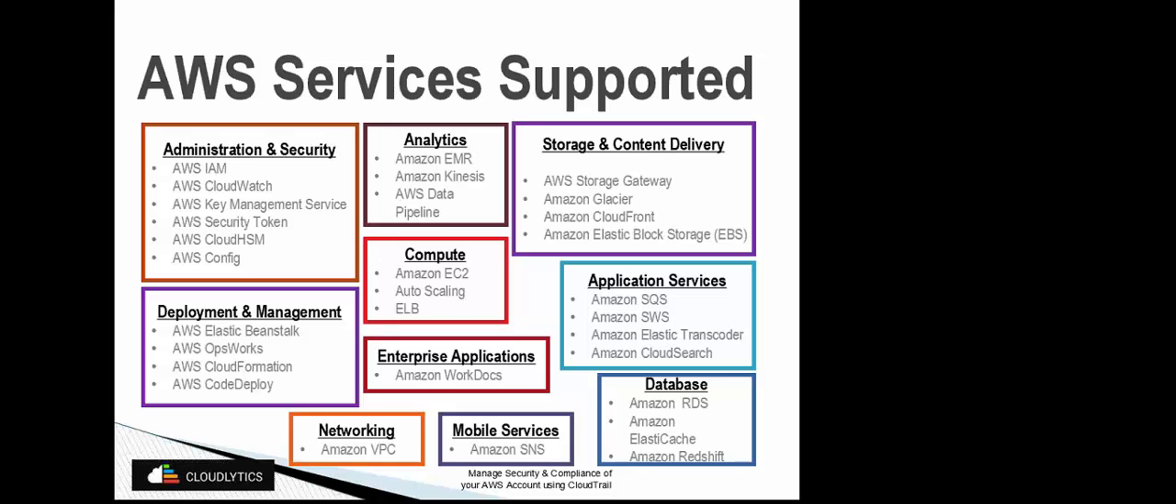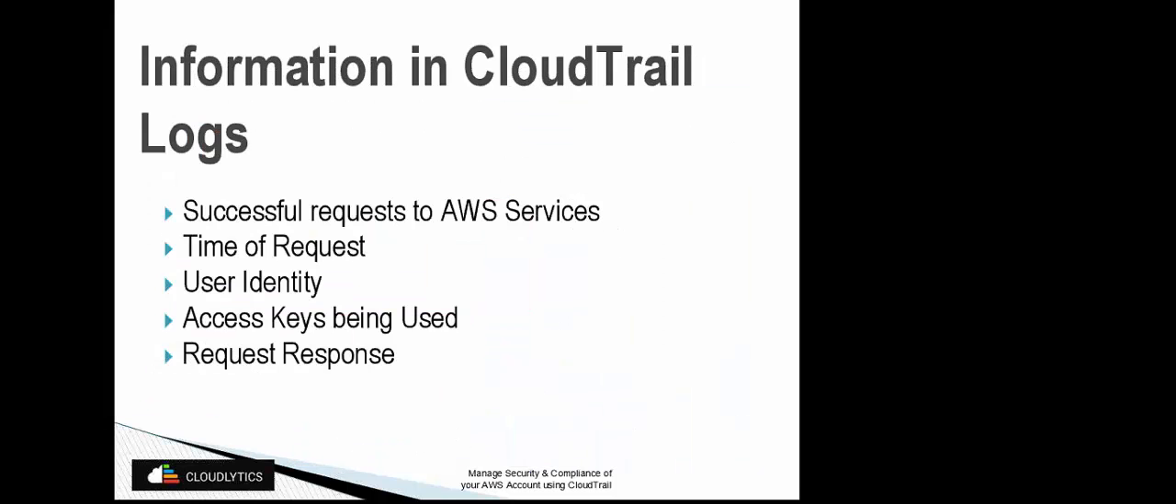Let's take an example of, say, Amazon EC2. How will a record with Amazon EC2 help us in CloudTrail? Like I said earlier, a CloudTrail log will log information related to requests that are being made to your infrastructure or your account, the time of the request, the user identity, the access keys that were used by your SDK or the CLI, and the requests and the responses that were sent by those API calls.